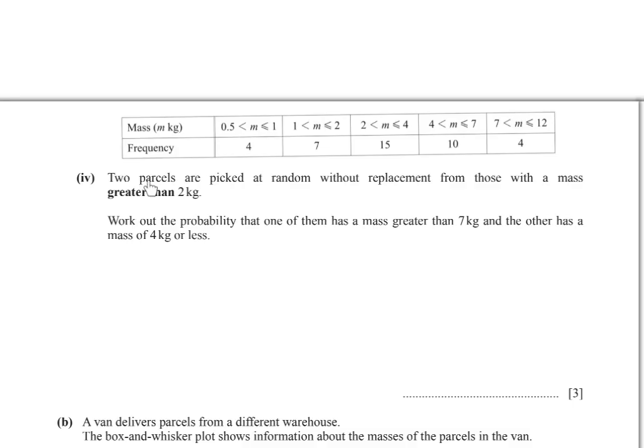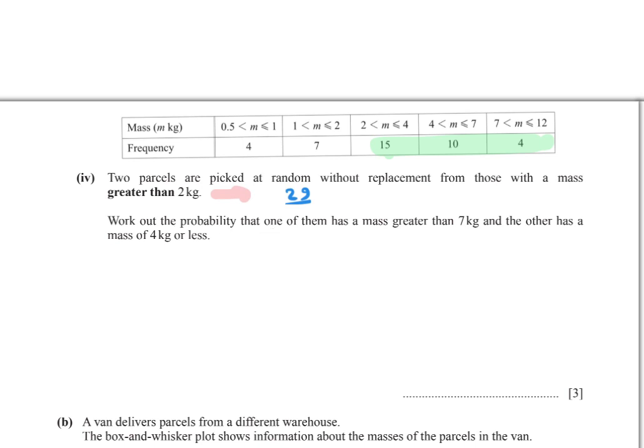Part (iv): two parcels are picked at random without replacement from those with a mass greater than 2. So this is the sample space for us: 15 plus 10 plus 4, so 29. So we need to choose from 29.